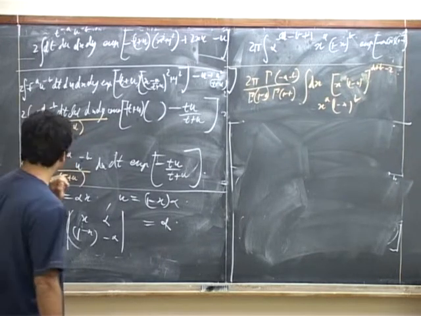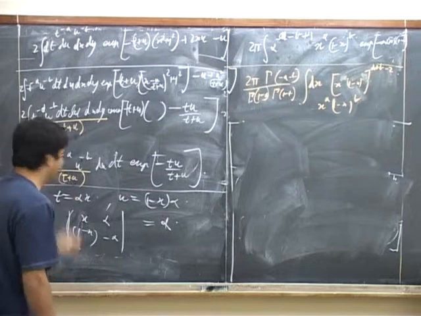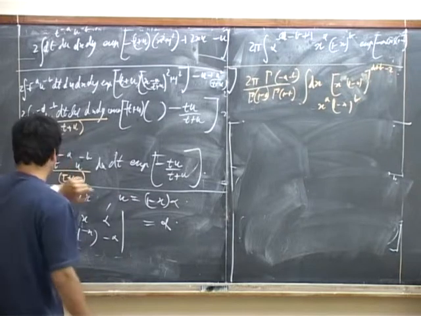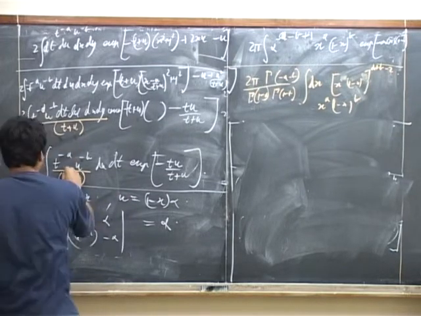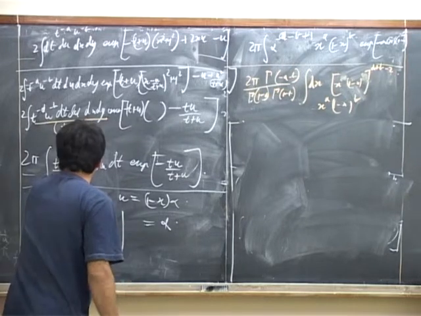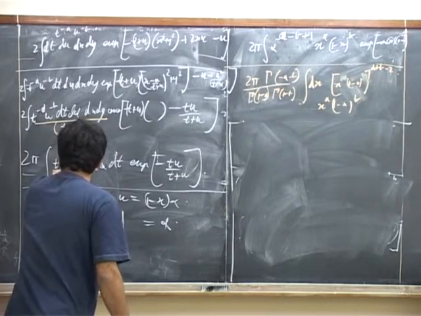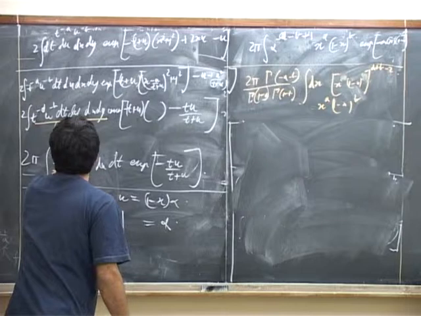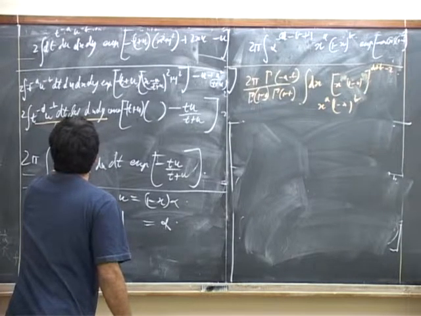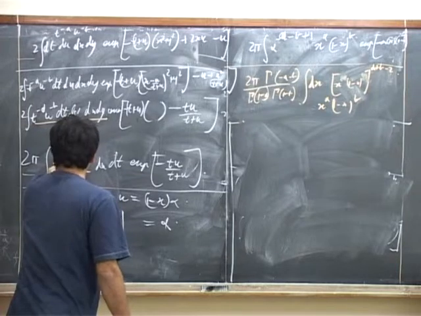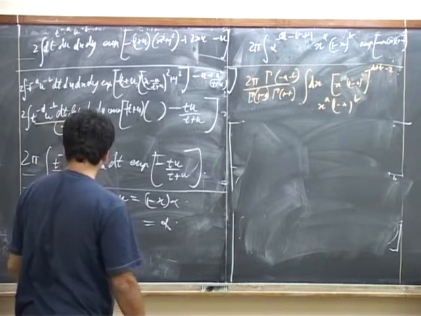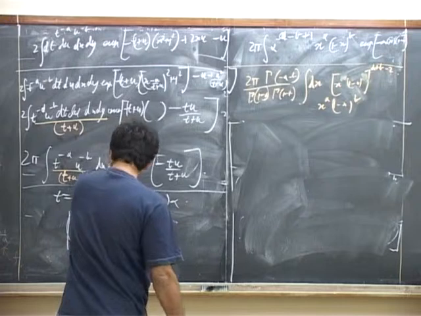Maybe I'll at some point quote you the answer. But let's try it another time. So, okay, what do we get? We had t to the power minus a, u to the power minus b, du dt.